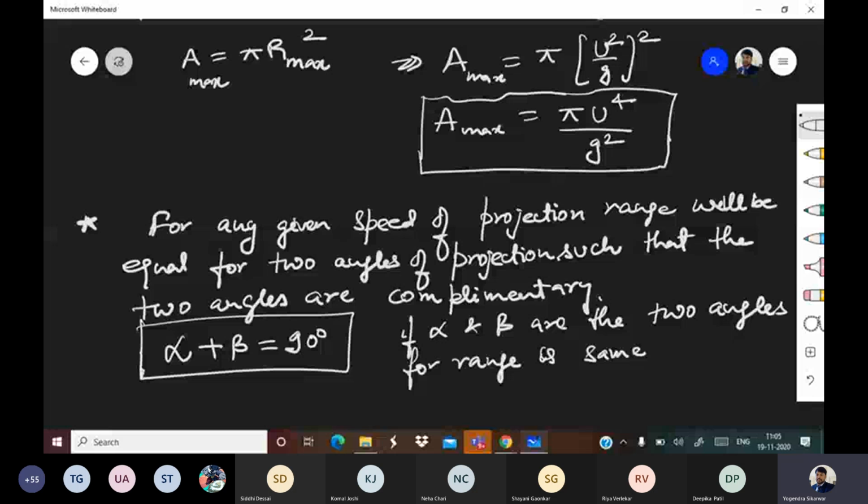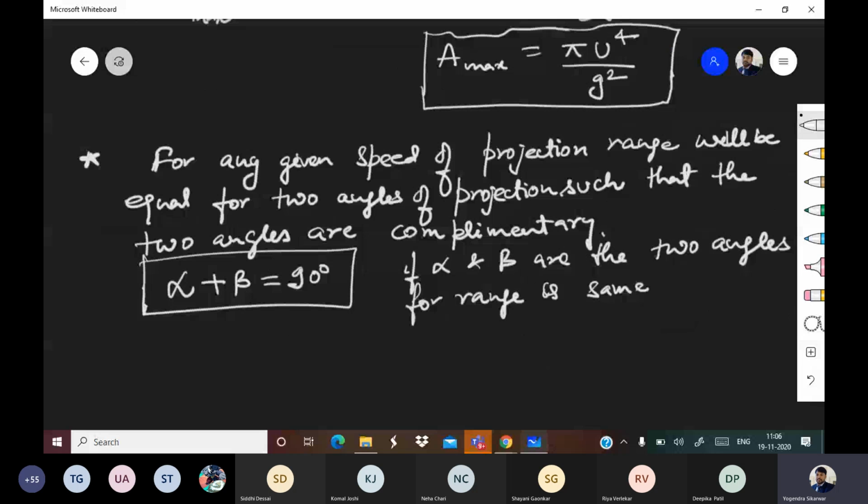Range at 20 degree angle will be equal to range at 70 degree angle. Range at 35 degree angle will be equal to range at 55. Sum of the two angles should be 90 degree. Or if one angle is theta, then other should be 90 minus theta. In those two cases, your range will be same. I am using word range. I am not saying time of flight. I am not saying height will be same.